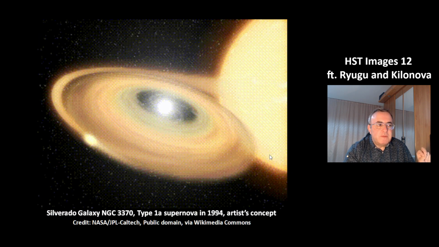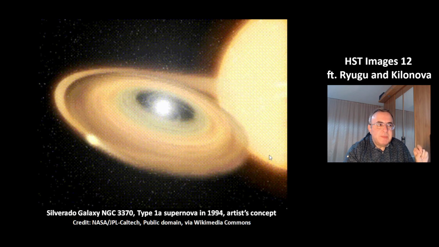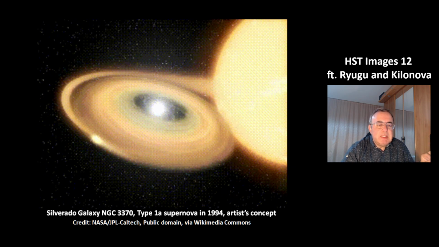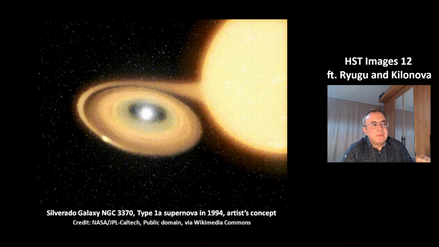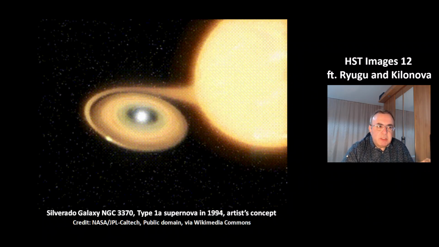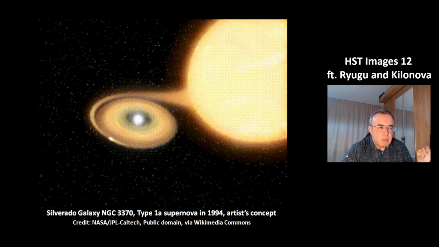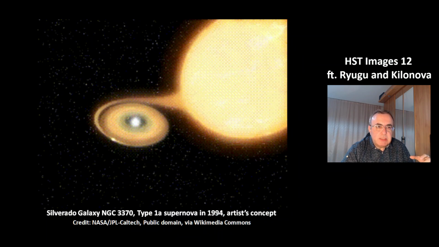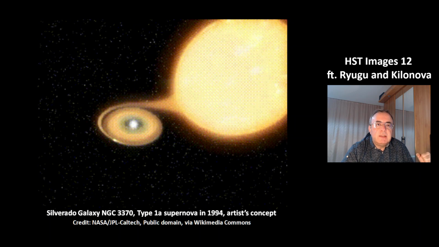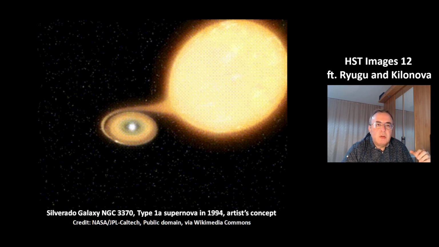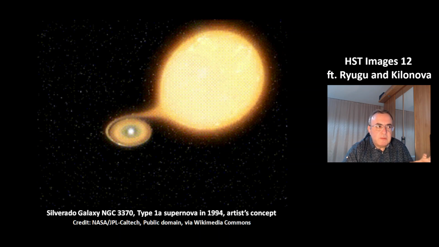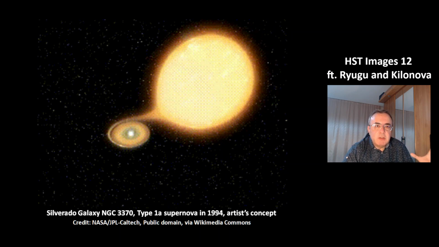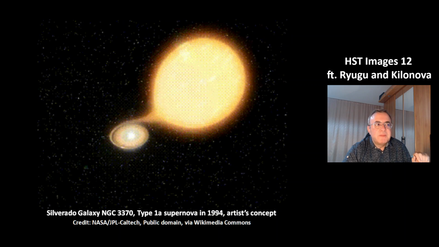This is an animation of a Type 1a supernova in the galaxy NGC 3370. This is, of course, an artist concept. Type 1a supernova means a white dwarf takes matter away from its companion. This companion could be another star or another white dwarf. And at some point, the white dwarf becomes unstable and explodes.